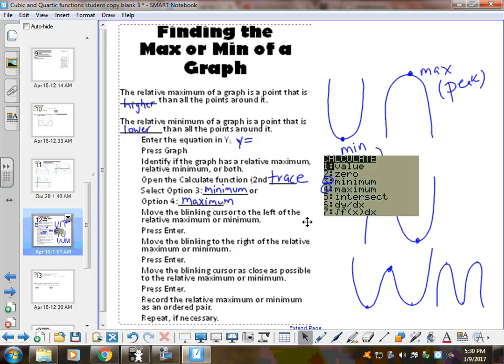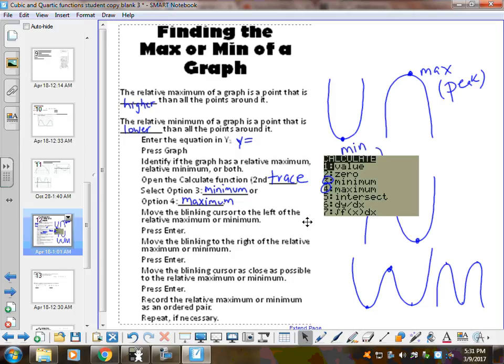The rest of it's just instructions. Move the blinking cursor to the left of your minimum or maximum, whichever one you're finding. Press enter. Then you move it to the right of the point and press enter. And then you move back over it to where you think a good guess is of the point and press enter. And it will give you exactly that.